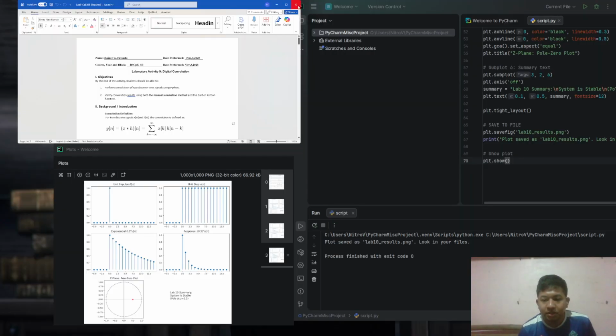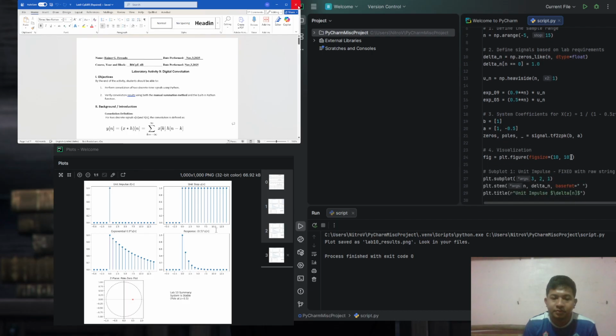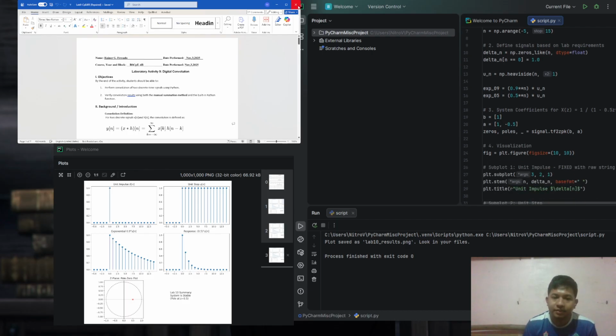So here we define our symbols in the code. First we call the libraries: NumPy, Matplotlib, and SciPy for the signal. And now we first define the sample range, negative 5 to 15. And now the signals, we define them. And then the codes we also define.